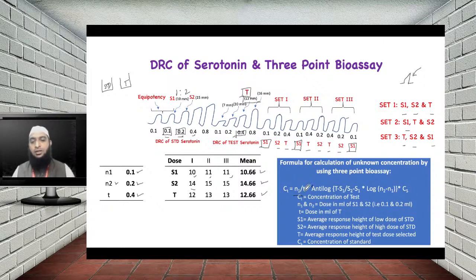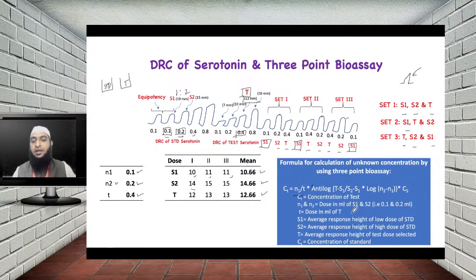So what is the Ct? Ct is the concentration of the test. N1 and N2 are the dose in ml of S1 and S2. So how much is the dose of S1 and S2? That is 0.1 and 0.2 ml. Then T is the dose in ml of the test. So how much test dose have you selected? It is 0.4 ml, so it is written in this particular table.